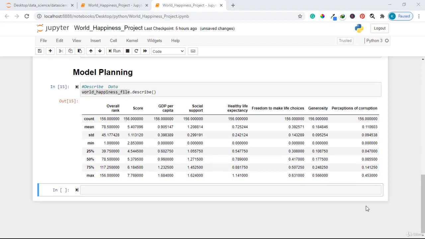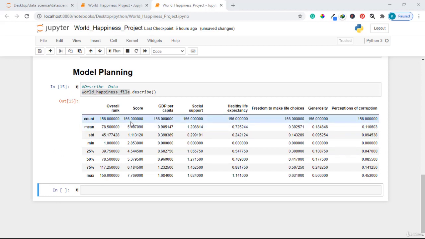So the next thing that we want to do in model planning is draw histograms for these different attributes in this data. And now, if you consider this data, we are planning to make a model for this score. That is, a model that can be used to predict the score for world happiness.